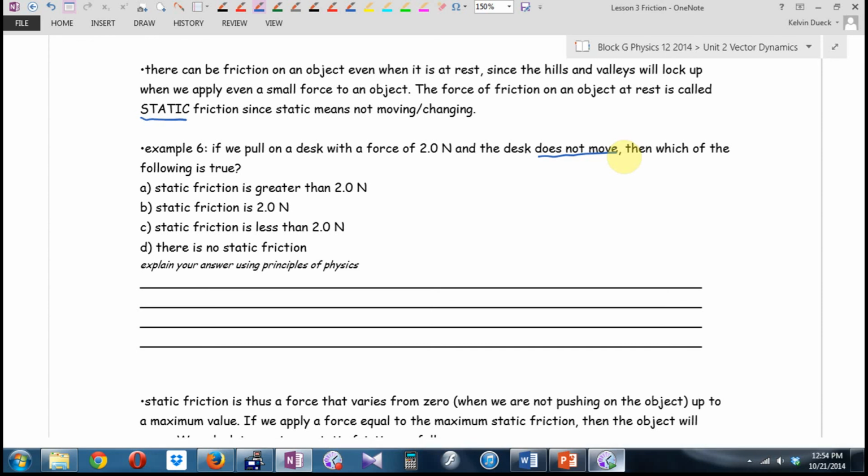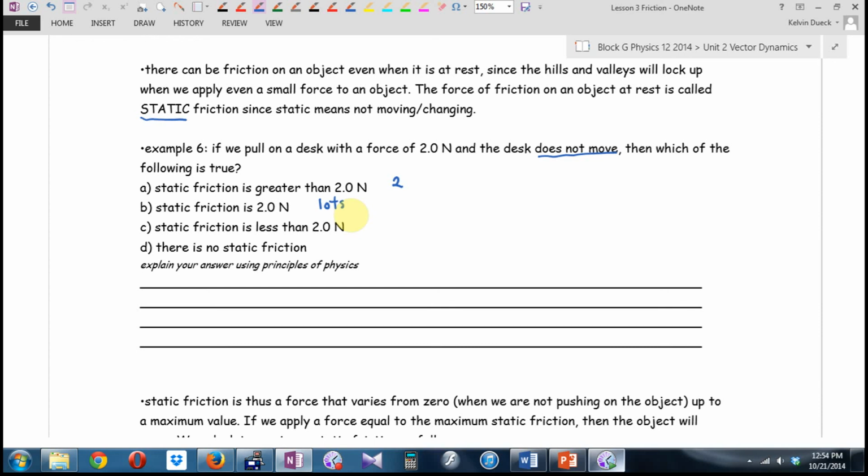1, 2. Who says, Dueck, it's got to be B? Who says C? Why must C be wrong? If static friction was less than 2 newtons, what must happen according to Newton's first law? It would have to be accelerating. And not just moving, accelerating.